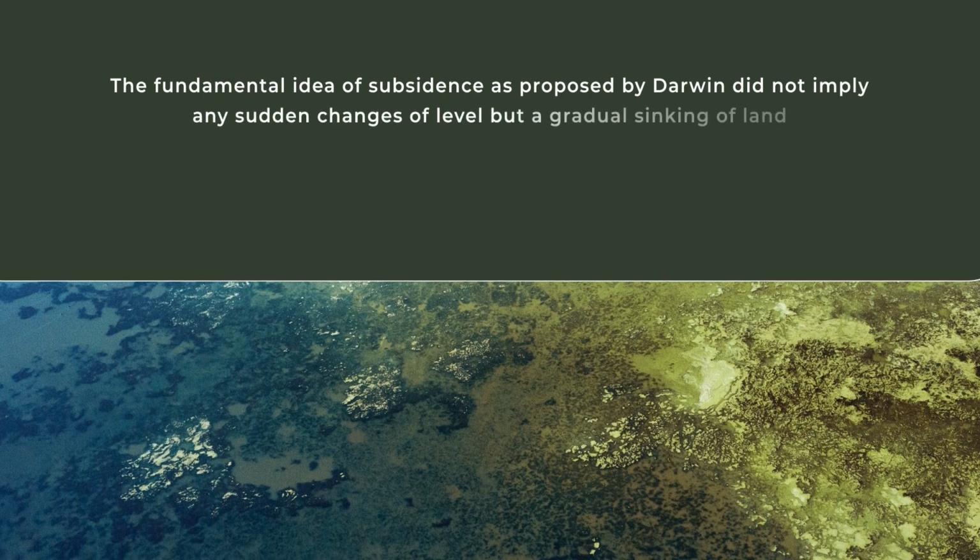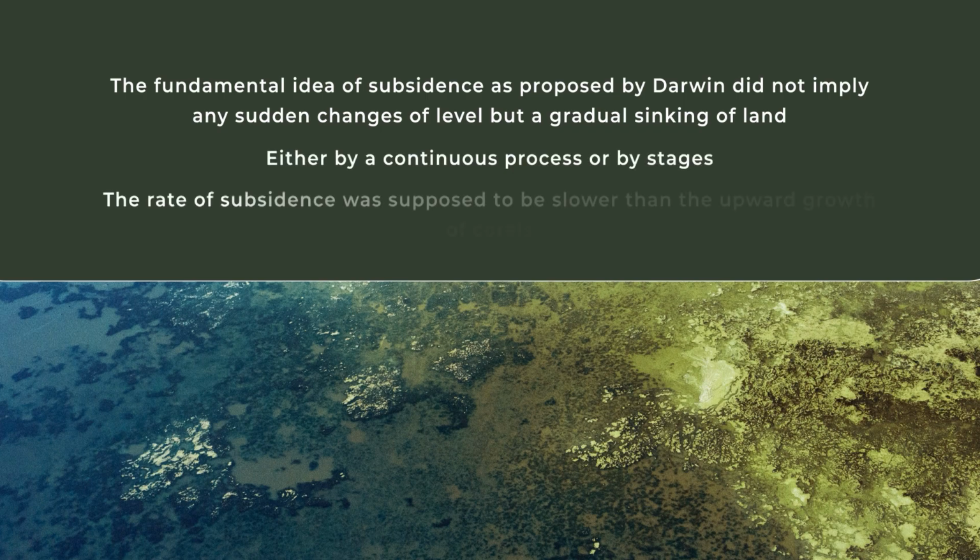The fundamental idea of subsidence as proposed by Darwin did not imply any sudden changes of level, but a gradual sinking of land, either by a continuous process or by stages. The rate of subsidence was supposed to be slower than the upward growth of corals. This is very important. If the subsidence and the upward growth of corals had happened at the same rate, there wouldn't be any fringing reef, there wouldn't be any barrier reef, there wouldn't be any atoll, because subsidence and growth of corals were happening at the same rate.